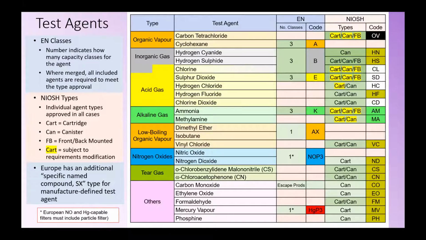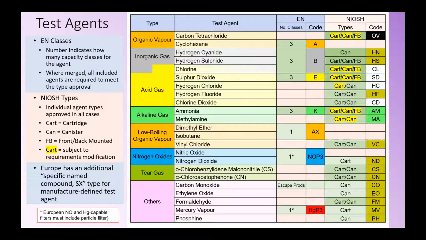And then, as indicated under the NIOSH column, we have the terminology cartridge, canister, and they also have one front or back mounted, which is kind of a body mounted filter. And that then is, again, split. For some gases, you only have a cartridge or a canister, and for others, you may have all 3 types. I've put in the codes and colors, in fact, as well.